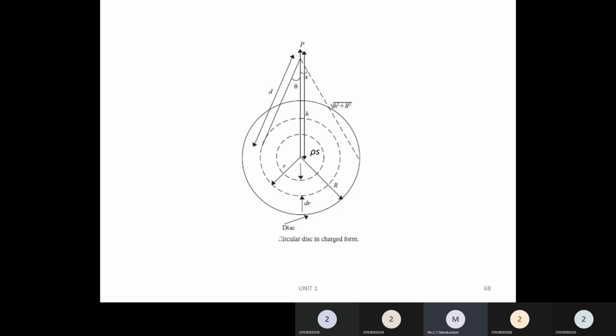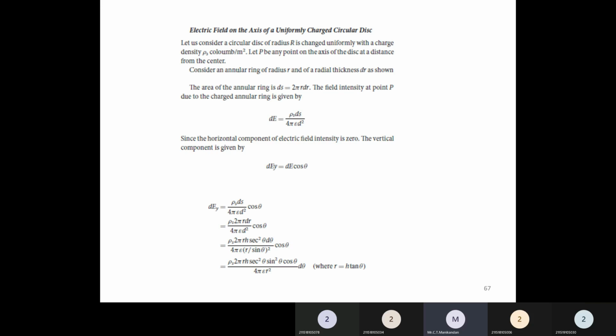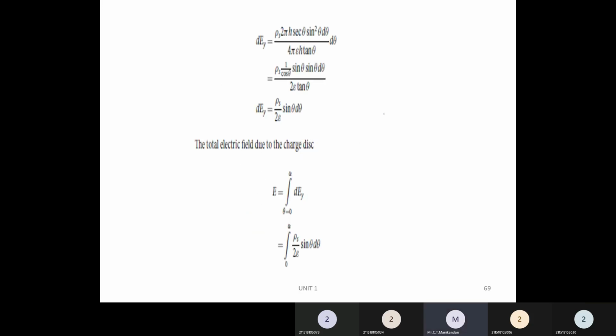And this concept relates with the surface charge density. The last one we have seen was along with the line charge density, and this one deals with the surface charge density concept. So here you can see the electric field due to a circularly charged disk.